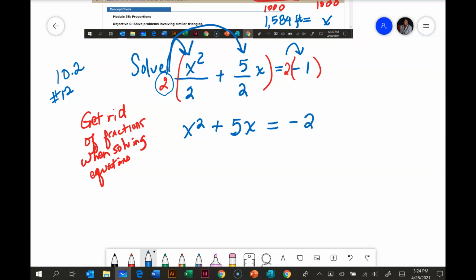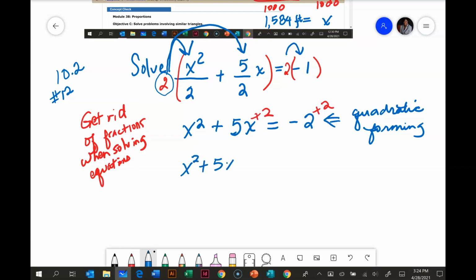Anytime you see a quadratic forming, and over here we see a quadratic forming, right? We see that x squared. Just pull everything over to the left side. So there are 4 steps to that. Make sure everything is on one side. Set equal to 0, right? So we would need to add the 2 to both sides. So we get x squared plus 5x plus 2 equals 0.